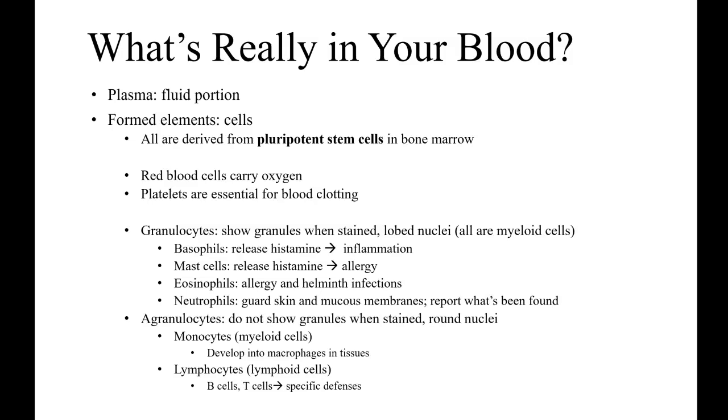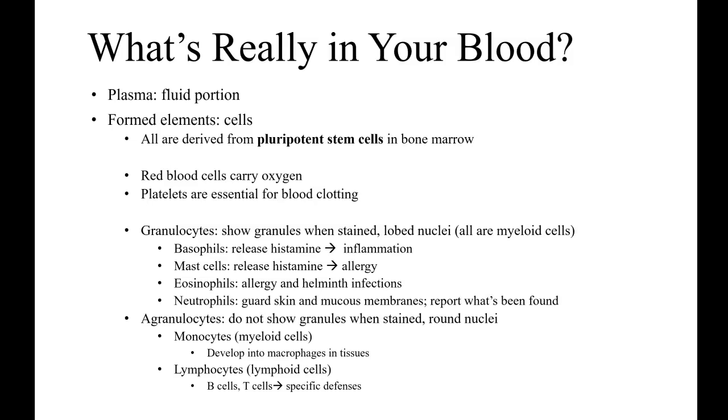We can actually categorize these white blood cells into two different categories. There are granulocytes. If we were to stain them, they show granules and they have lobed nuclei. Agranulocytes don't show granules when stained, and they have round nuclei. The cells that would fall under granulocytes would be basophils, mast cells, eosinophils, and neutrophils. Basophils and mast cells will release histamine. And histamine is kind of like a flare gun going off, and we're going to be seeing that in inflammation.